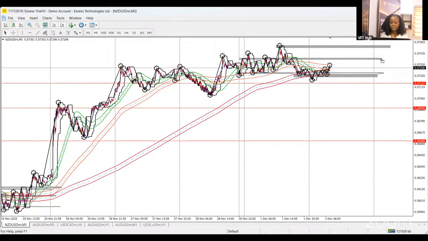These are now the levels that I'm looking out for. Let's see what price does at the zones. And that is pretty much it for the three asset classes. Do we have high impact news releases coming out today? Let's take a quick look at Forex Factory.